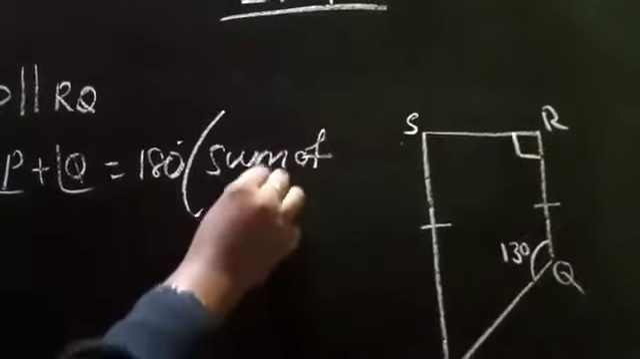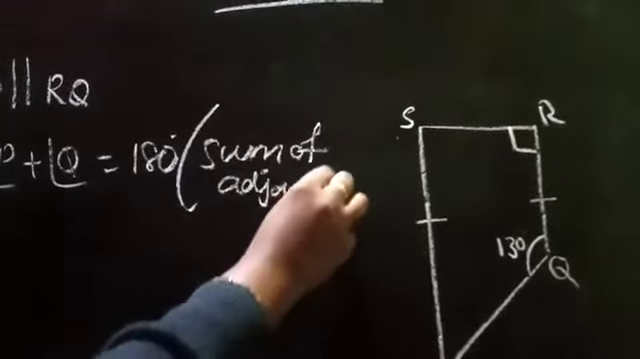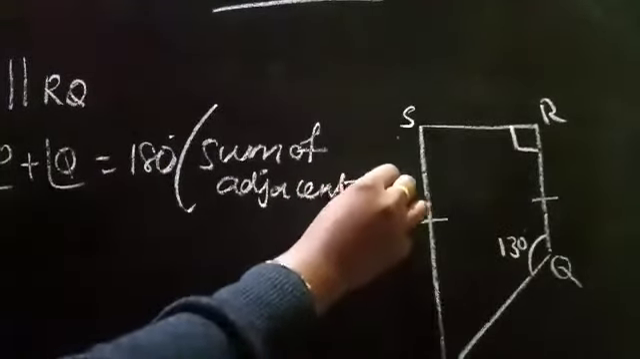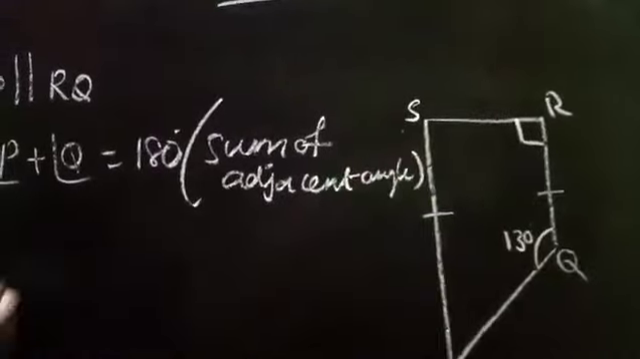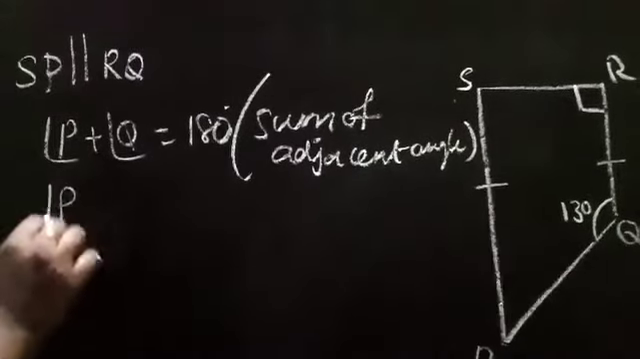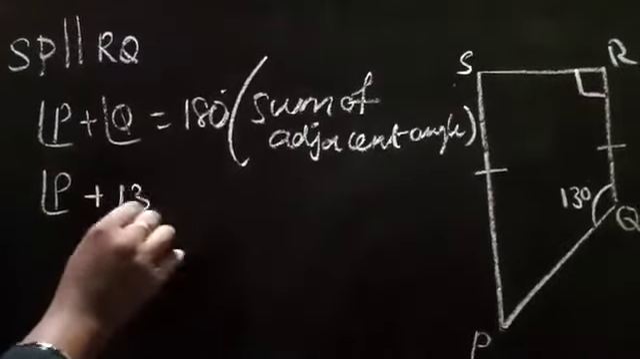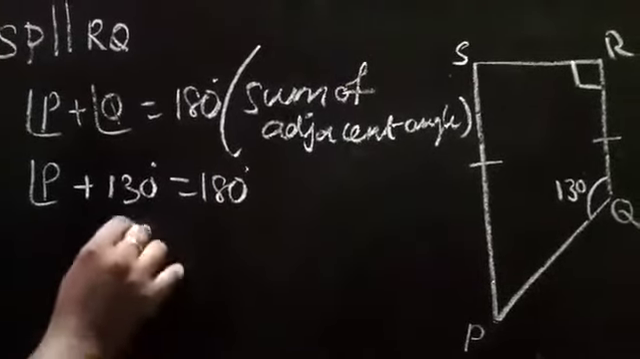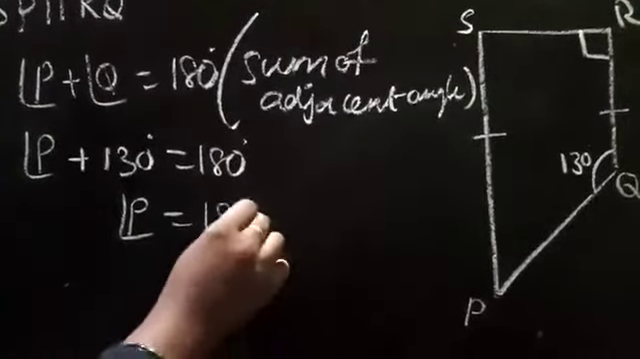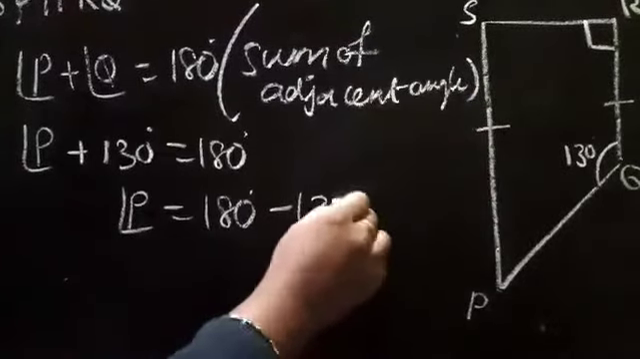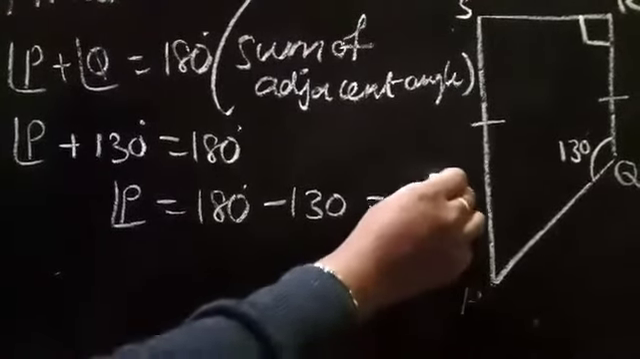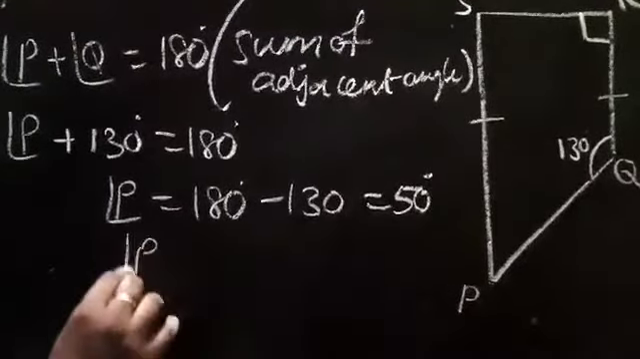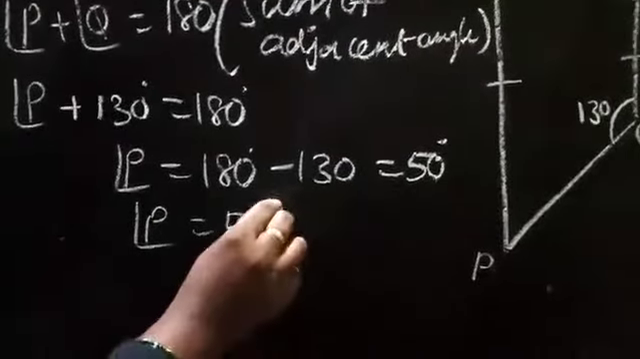Sum of adjacent angles. Therefore, P angle we should find; Q angle they have given as 130 degrees in the figure. So, for P angle we need 180 minus 130, we will get 50 degrees. Therefore, P angle we got is 50 degrees.